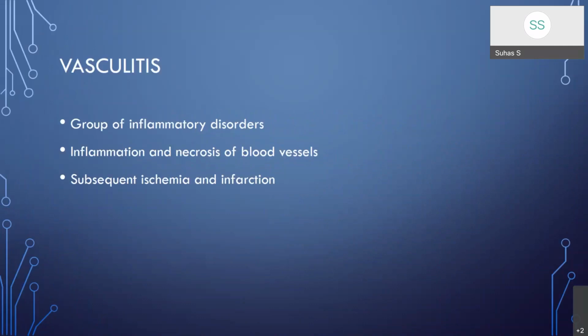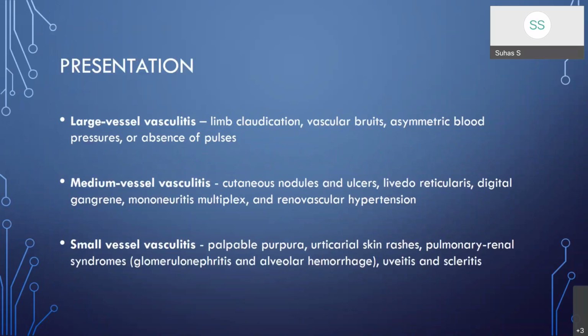To start with, vasculitis includes a group of inflammatory disorders characterized by inflammation and necrosis of blood vessels, which subsequently leads to ischemia and infarction of the organs supplied by the blood vessels. This includes a heterogeneous group of disorders, so they have variable presentation. Depending on the size of the vessels involved, we have a similar group of symptoms for each group of vessels involved.